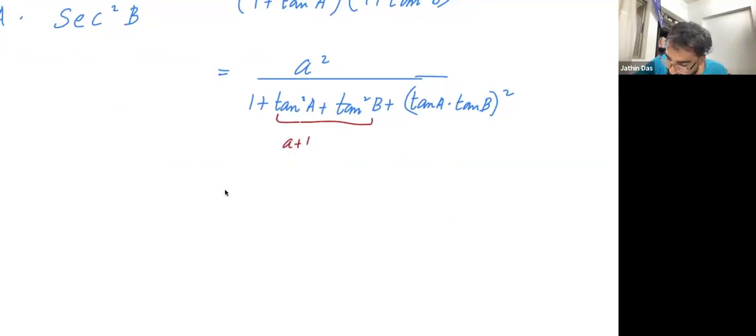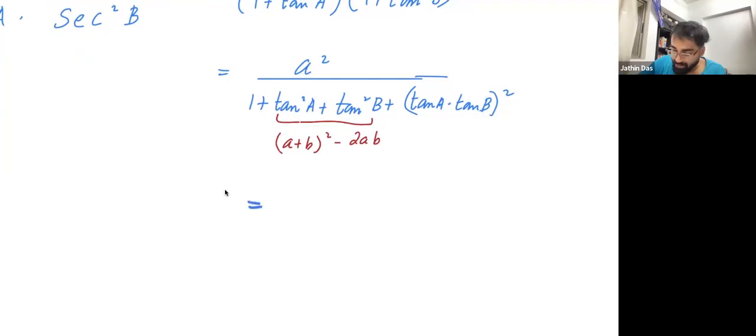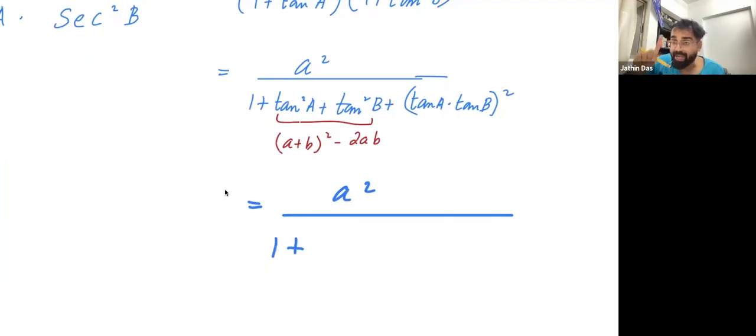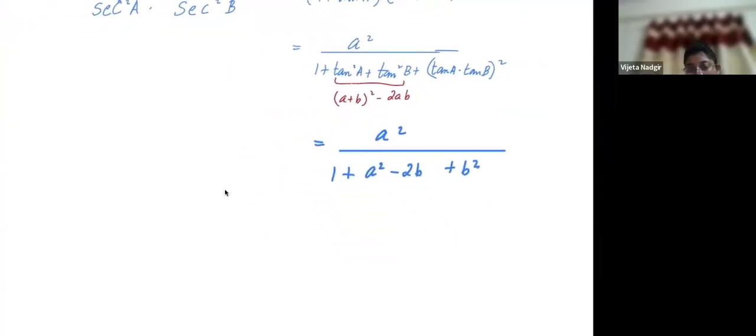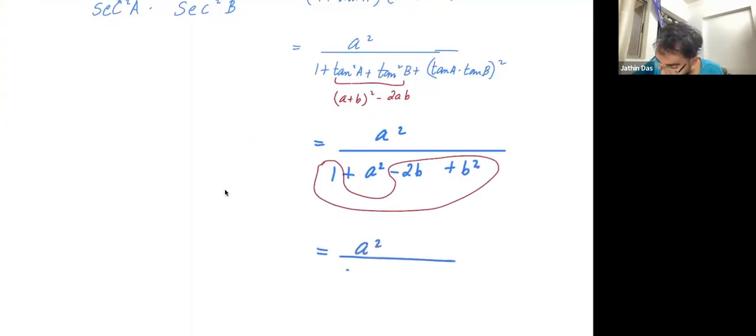Can I write it like this: (a plus b) whole square minus 2ab? Then you get a square plus b square. Got it? I hope you understood. So 1 plus a plus b, meaning tan a plus tan b, minus 2 tan a tan b, plus tan square a tan square b, that is (tan a plus tan b) whole square over (tan a tan b minus 1) whole square. Correct. Very good. So you will get A square by (A plus B minus 1) whole square. Excellent.